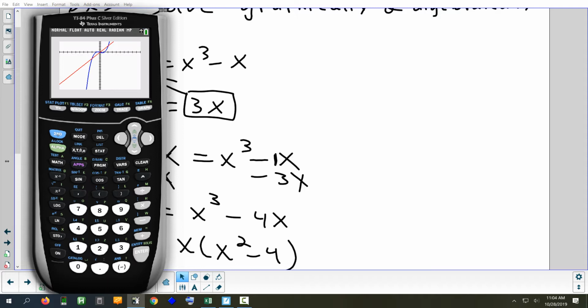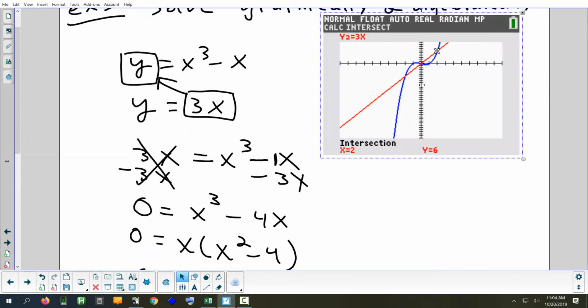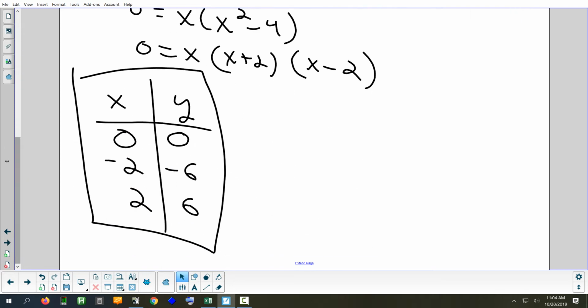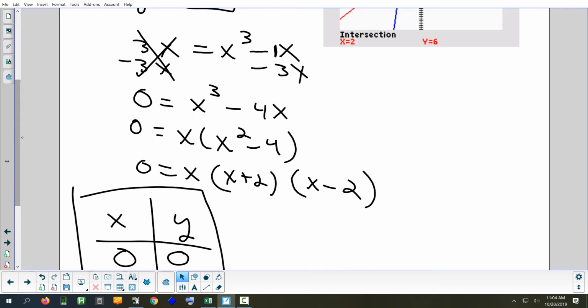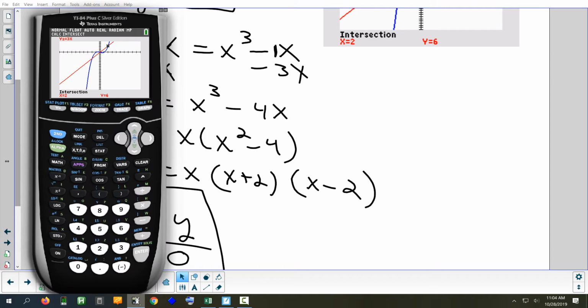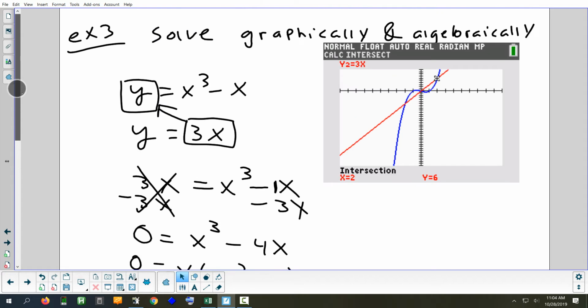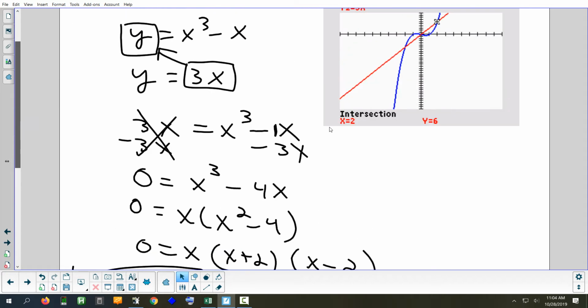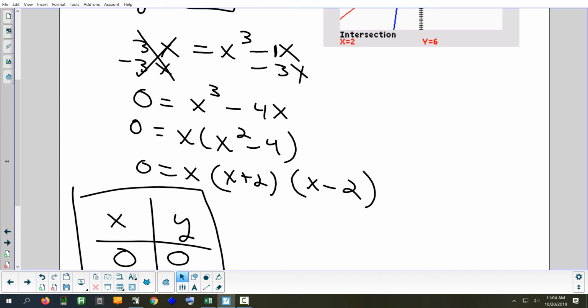Okay. I'll find one of them. Second calc intersect, and I'll do the one that's up over here. And it says, I don't know if you can see it or not, x is 2, y is 6. That's the last one. What's kind of a pain about this one is you'd have to do that 2 more times. If you had 7 intersection points, you're going to have to do second calc intersect 7 times. So it just takes a while. Okay. Any question on how we solve that one with algebra, or how to do it on the graph?